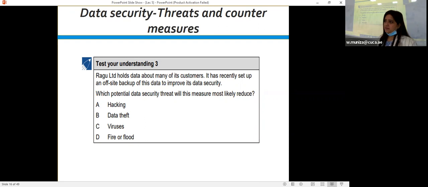Data theft. If the data is already stolen, whatever backups we have are not going to work for us because the confidential data is already leaked. Viruses. What do you think? This is an off-site backup. It will be fire or flood. Very good. Because even viruses are going to affect all of the data. Got it? In the case of fire or flood, if we have an off-site backup, it is going to be effective. Cleared, students? Is everyone clear? Zain, are you clear now?